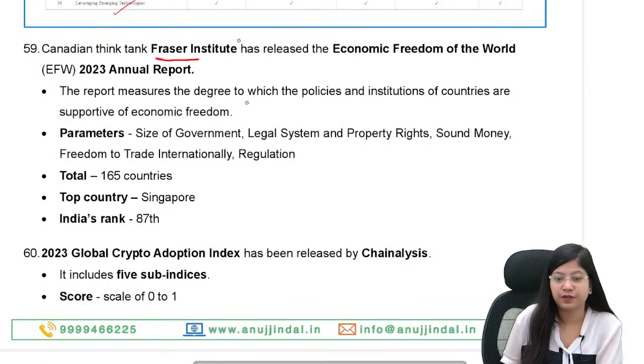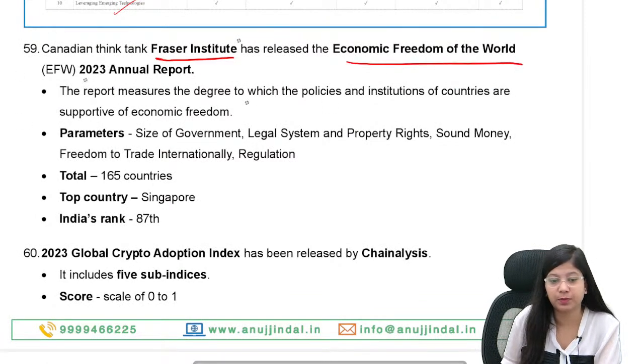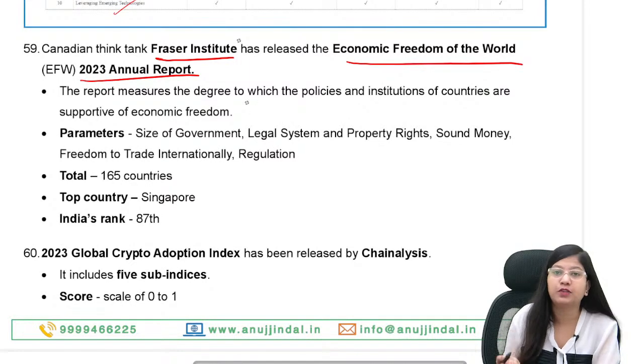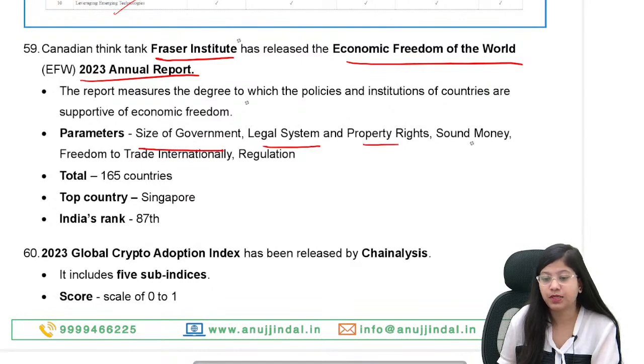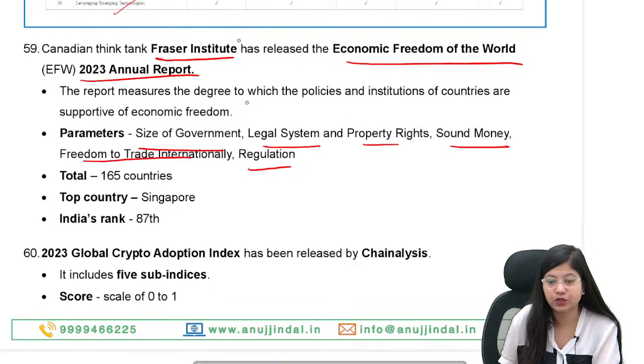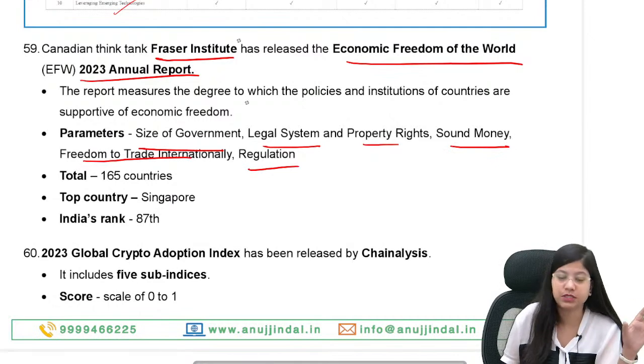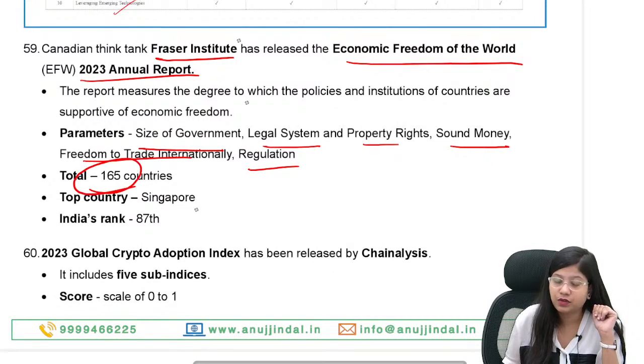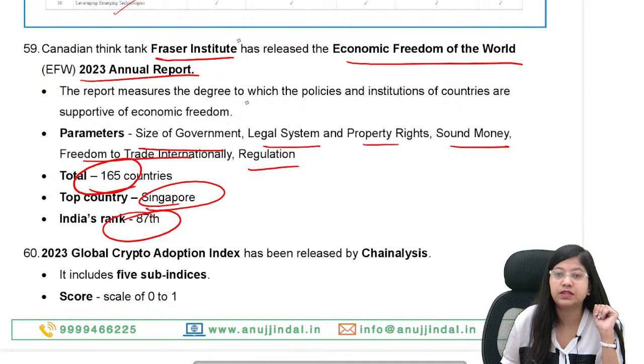Next is the Economic Freedom of the World 2023 report, released by the Fraser Institute. It measures economic freedom, as is clear from the name itself. Size of the government, legal system and property rights, sound money, freedom to trade internationally, and regulation. These are the different parameters assessed. 165 countries were assessed. Singapore is on top, and 87th is India's rank.